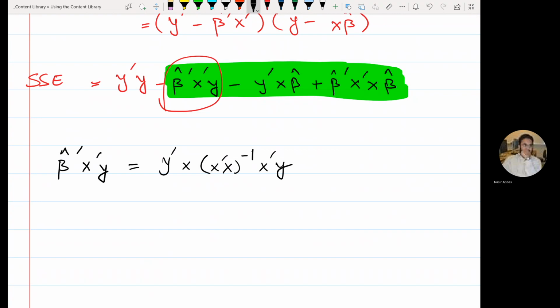Correct? Is it correct? Or I made some mistake? Beta hat, just beta hat, right? It's beta hat transpose. Make this all the transpose. Yeah, I have to make the transpose of all of this. I'm talking about the term in the bracket. There is beta hat transpose.